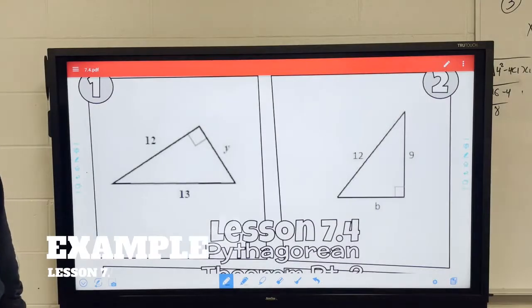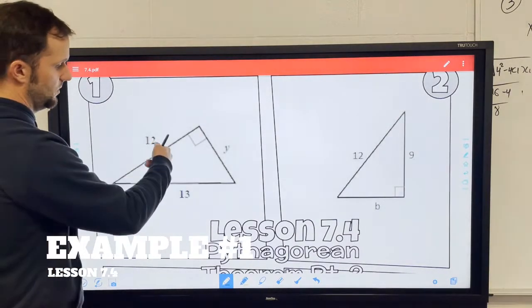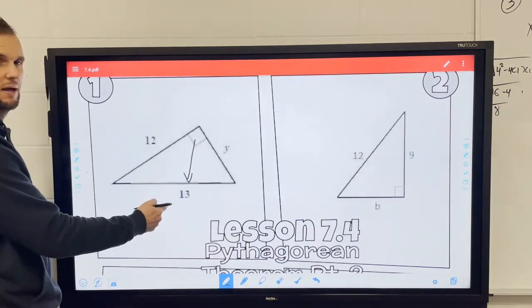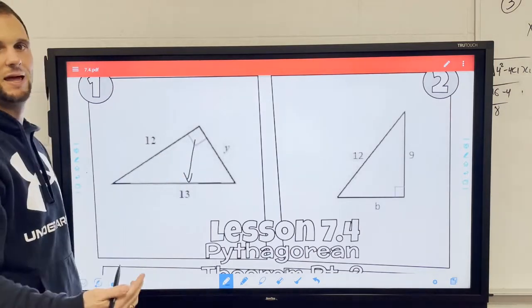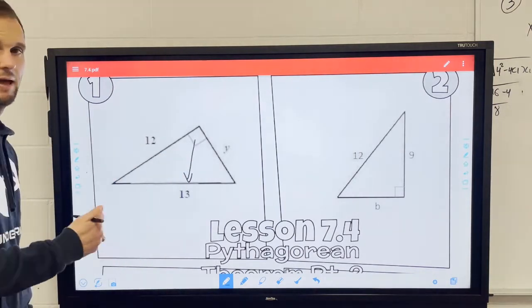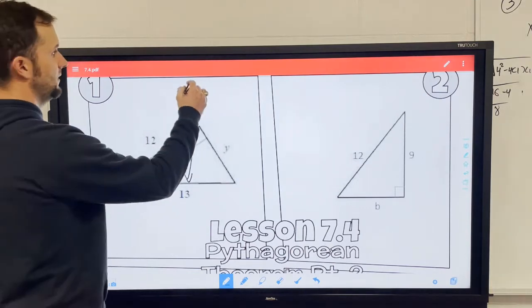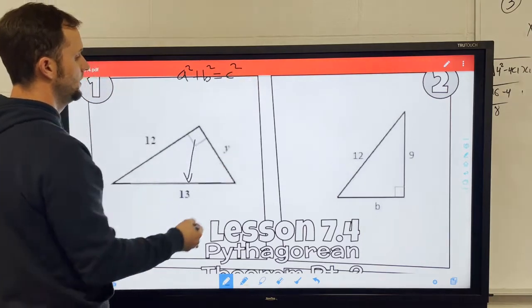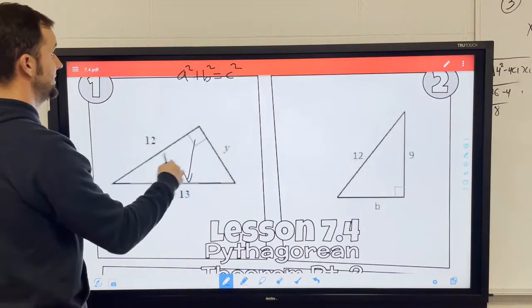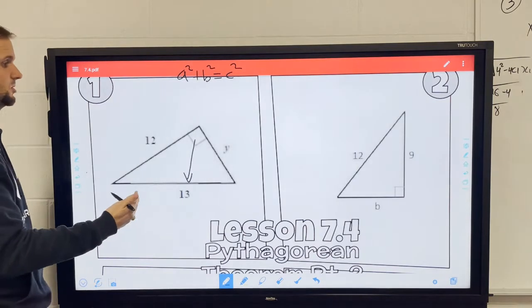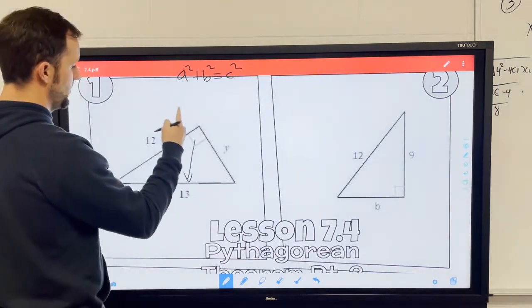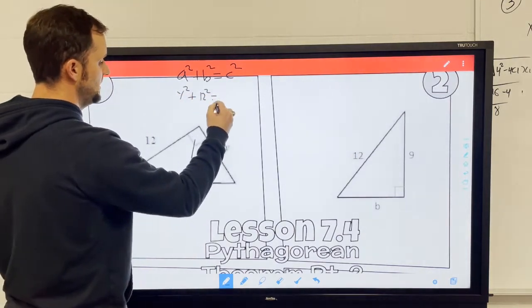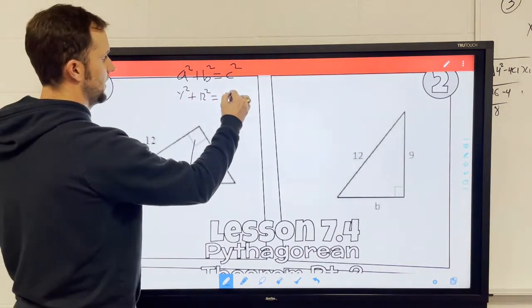All right, on example number 1, I've been given a right triangle. Opposite of my 90-degree angle is always going to be my hypotenuse, and the other two are going to be my legs. It doesn't matter which one I use as a or b. So I know I'm going to be using the Pythagorean theorem: a squared plus b squared equals c squared. Now a and b are 12 and y, and it doesn't matter which one I put where. I'm going to represent this as my a and this as my b. So I'm going to do y squared plus 12 squared equals, and my c value is 13 squared.